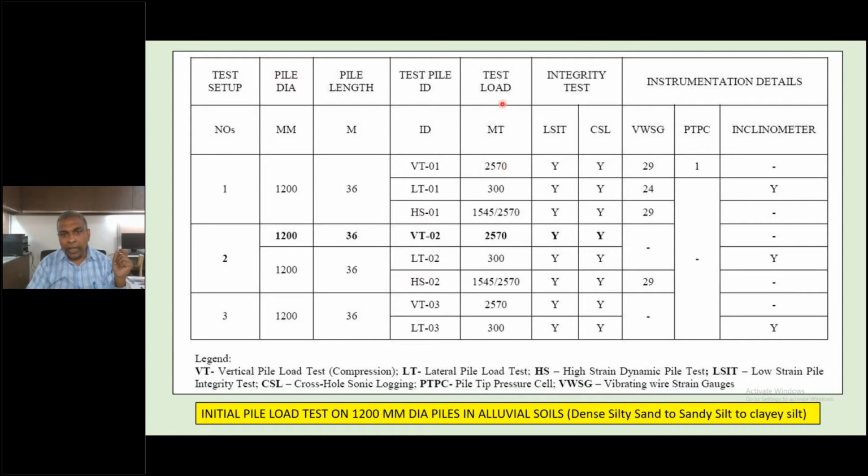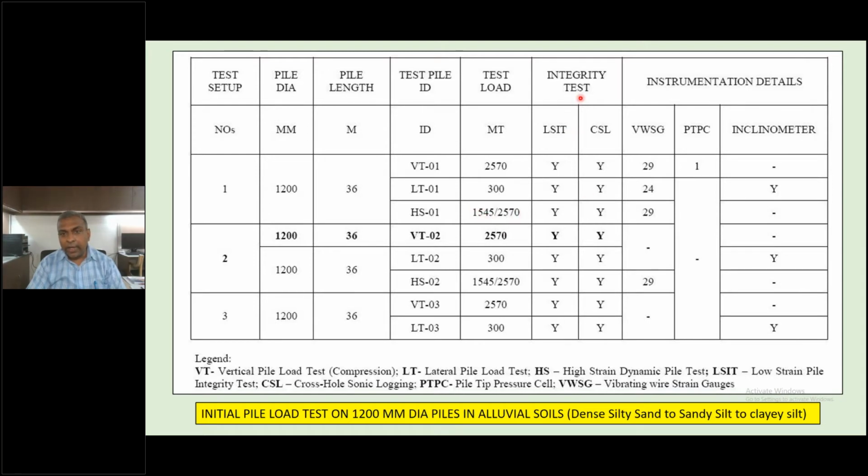The test load expected, based on the theoretical calculation of ultimate load, was 2,570 tons for vertical and 300 tons for lateral load. And for the HS test, the high strain test, it was first assumed to be 2,570, but then it was reduced to 1,545.